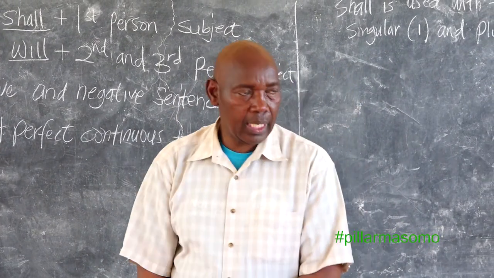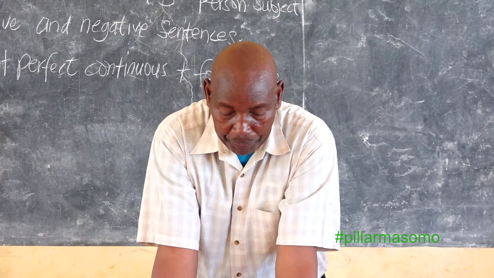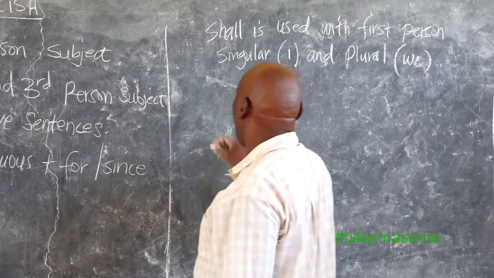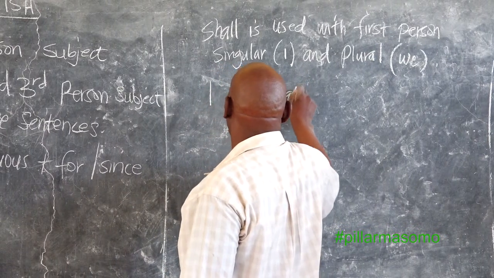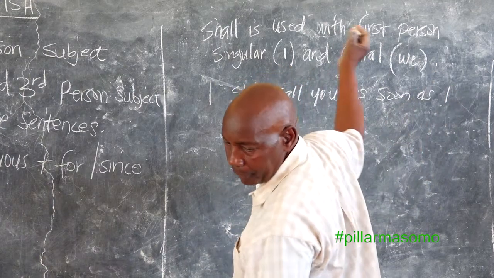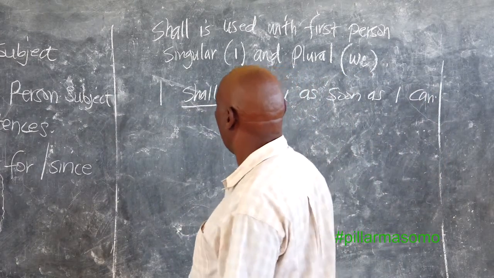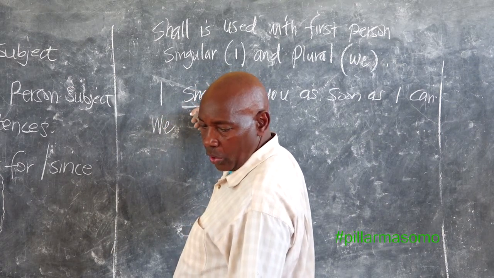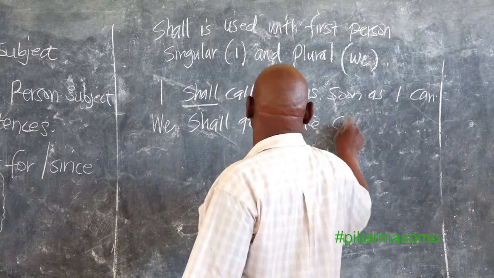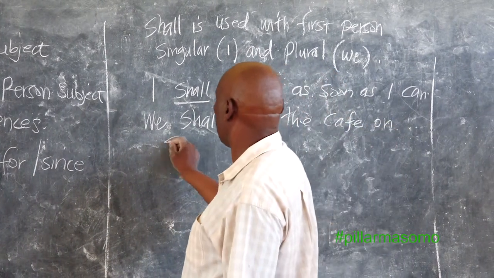I have to make a sentence using shall and I and we. The first sentence says, I shall call you as soon as I can. So, shall is here. We shall go to the cave on Sunday.